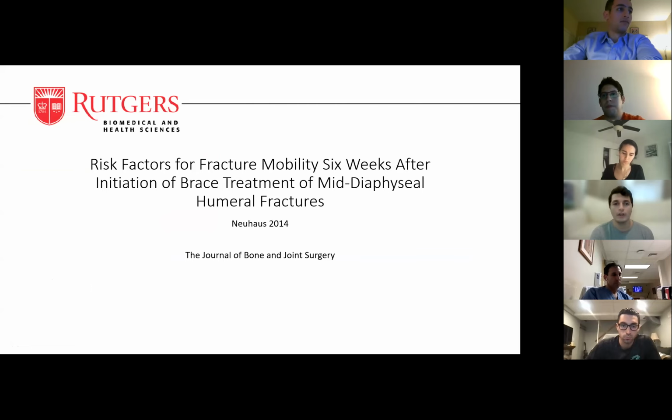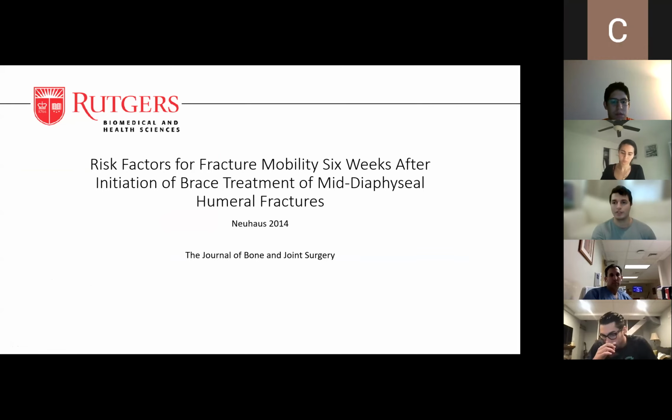All right, so I looked at a paper that sort of followed up the Sarmiento papers, called Risk Factors for Fracture Mobility 6 weeks after initiation of treatment of mid-diaphyseal humerus fractures. This is by Newhouse in 2014 at Mass Gen.